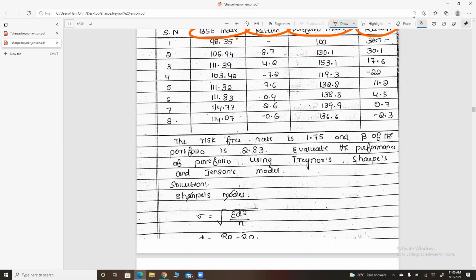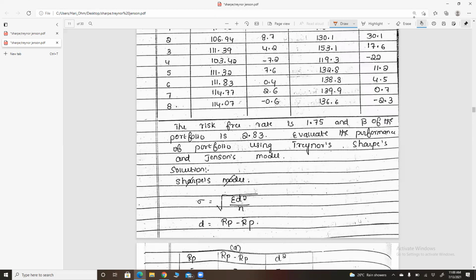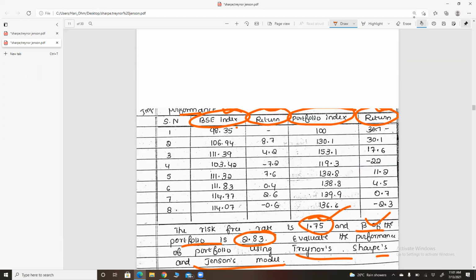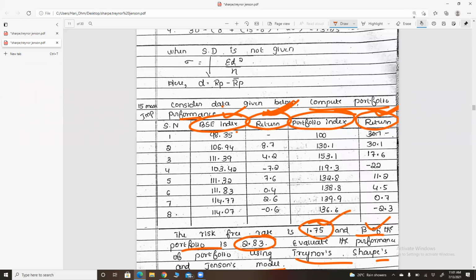Here the risk-free rate is 1.75, that is RF. Then beta of the portfolio is 2.83. Evaluate the performance of the portfolio using Treynor's, Sharpe's and Jensen's models. So in this particular question, RF is given, beta is given, return is given, that is, market return is given and portfolio return is given.